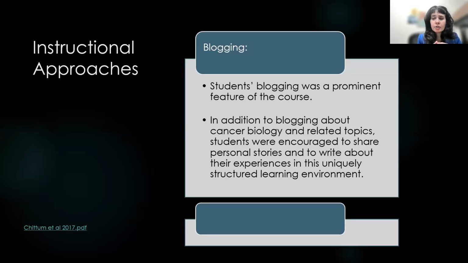Another activity that she incorporated in her course is blogging. In addition to blogging about cancer biology throughout the term and other related topics that they were learning through the textbooks, she also encouraged students to share personal stories. Unfortunately, cancer is a disease that many people are familiar with, and pretty much everyone has stories. So students were encouraged to share those personal stories, their unique experiences and perspectives.